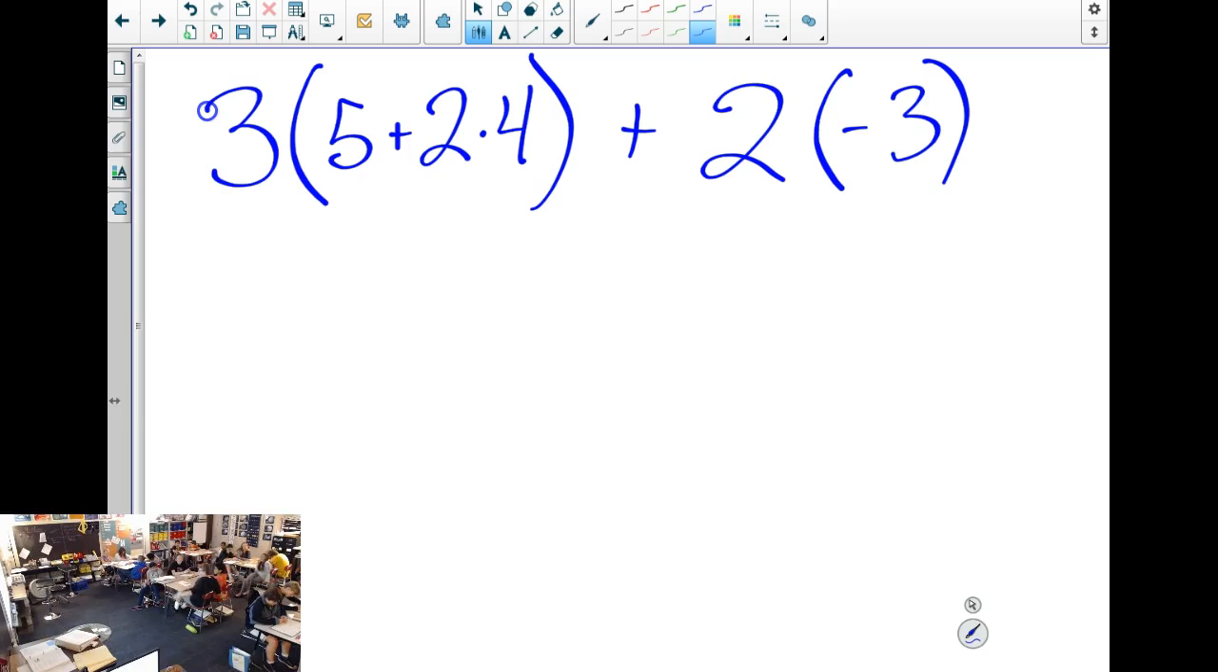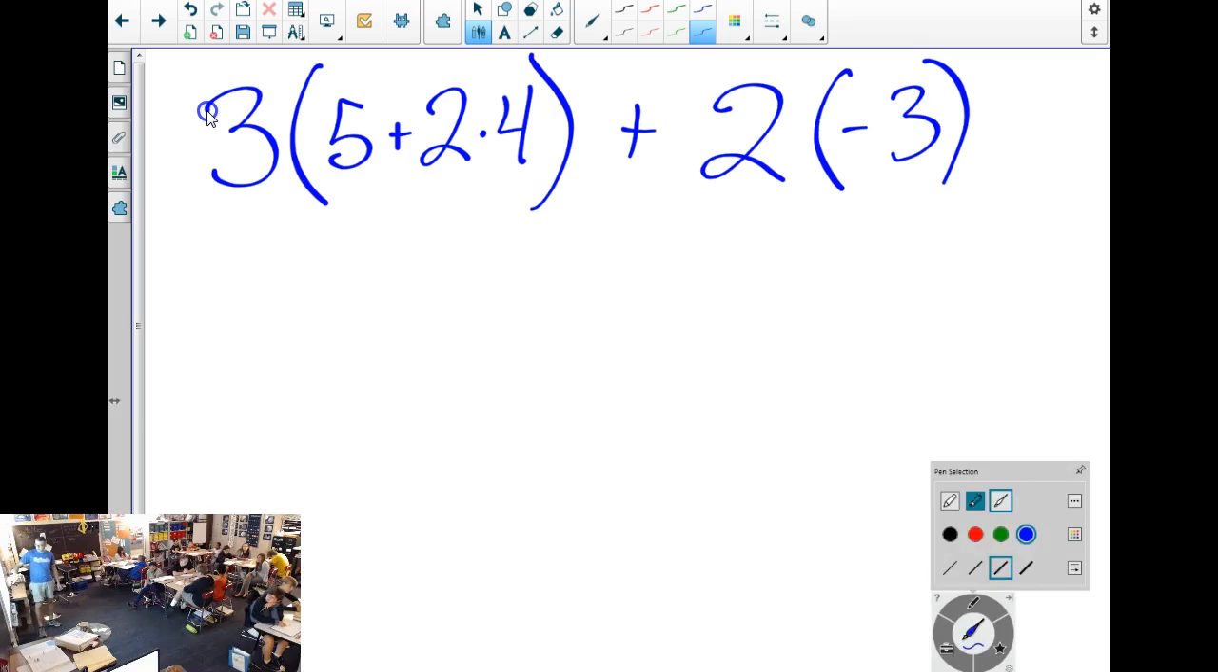You do the multiplication inside. We do the parentheses, but inside of parentheses, we still have to follow the order of operations. So multiplication has to happen first.